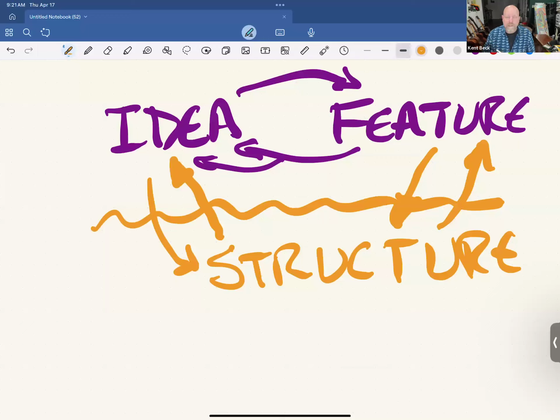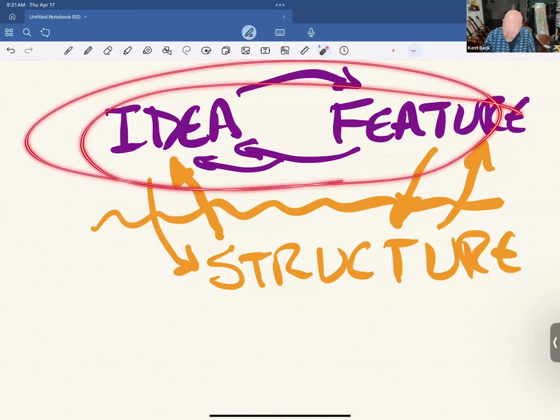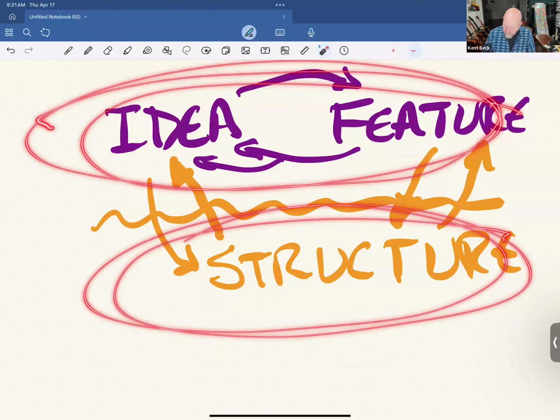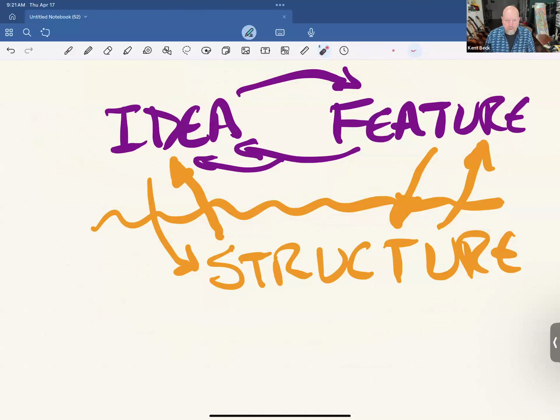So the observation that many people make over and over again is we spend too much on this loop up here, and we spend too little on the structure loop down below. With technical debt, and we need refactoring sprints and whatever. All of that is a way of saying we need to move more of the investment to structure.